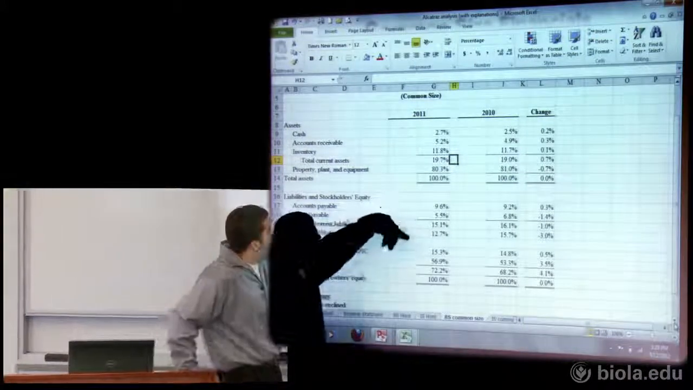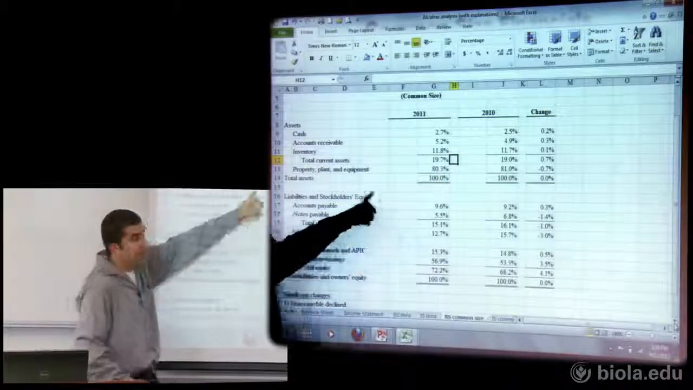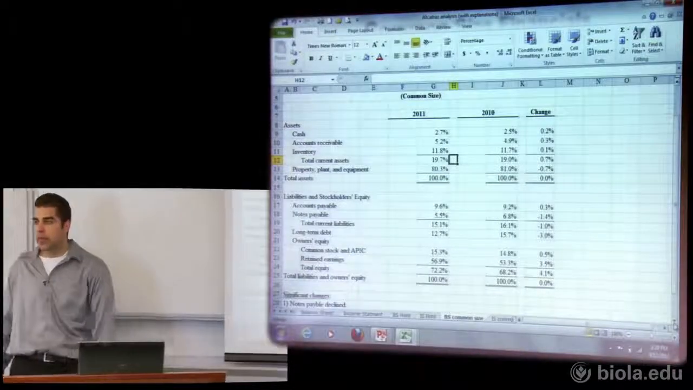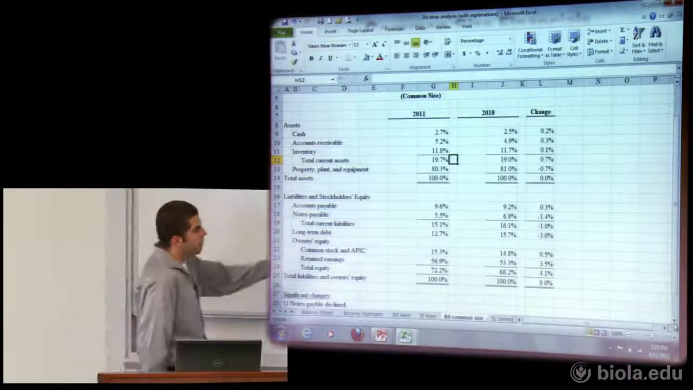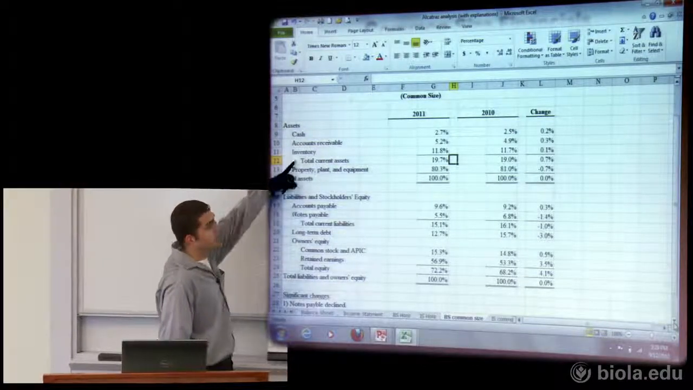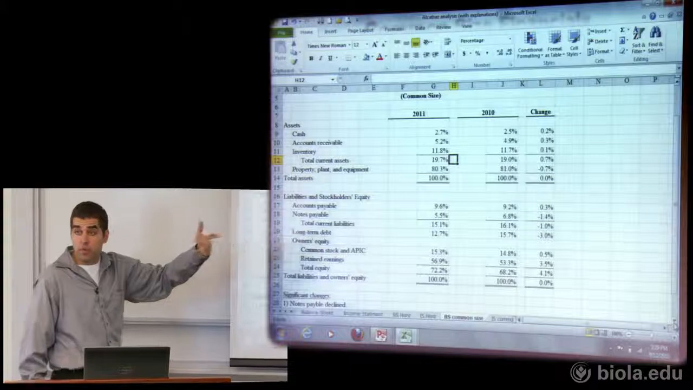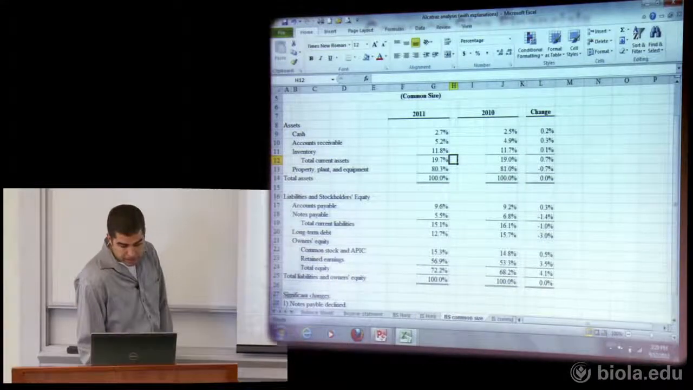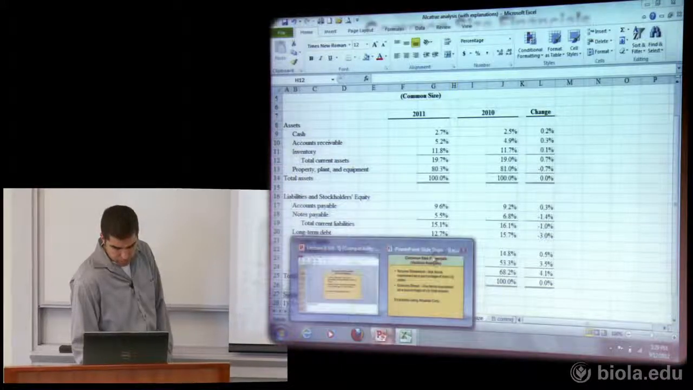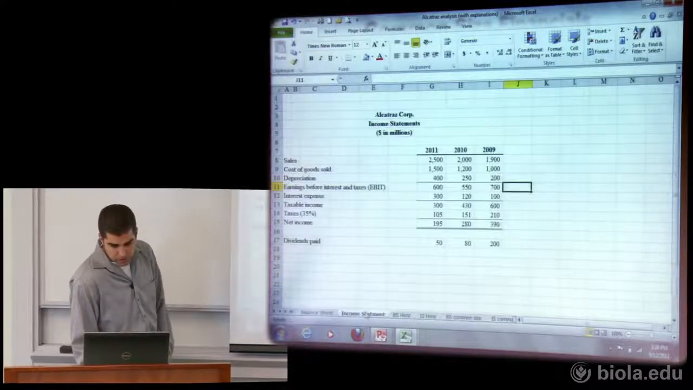What could we do with this right here, even outside of our Alcatraz company? You could take 2011 and you can compare it to some other company. Okay, so you could do the similar analysis for a different company and compare percentages and see what the inventory percent of Target versus Walmart is and see how they change year over year. Okay, let's go back to our income statement. Let's do this for our income statement.